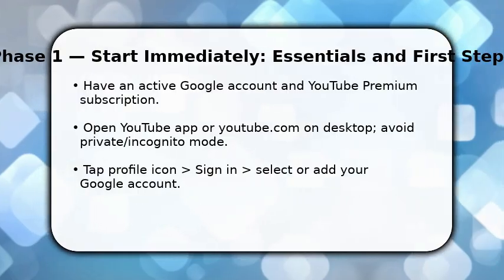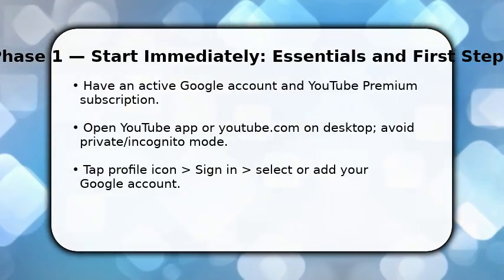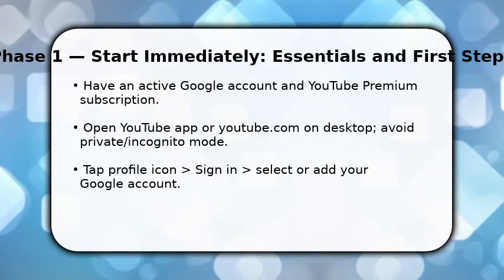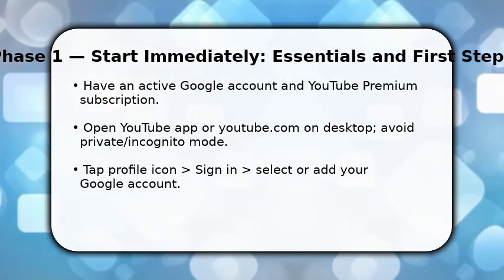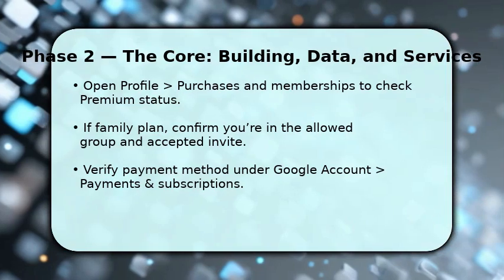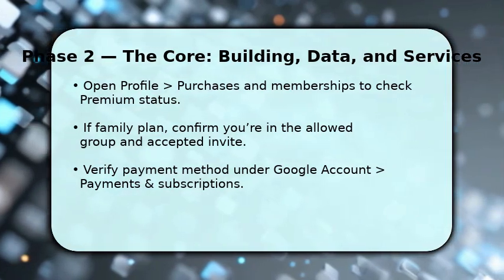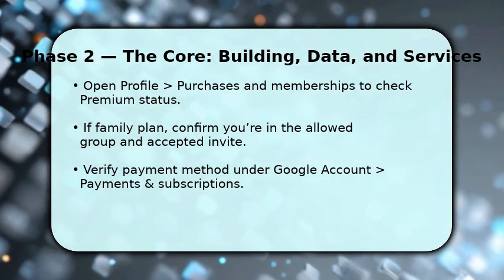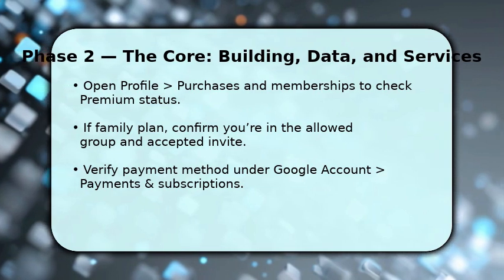If you must add an account, follow the on-screen prompts to enter email and password. Once signed in, make sure the profile picture matches the account that holds the subscription. Once you're signed in, go to Profile, then Purchases and Memberships to confirm YouTube Premium appears and shows active status.